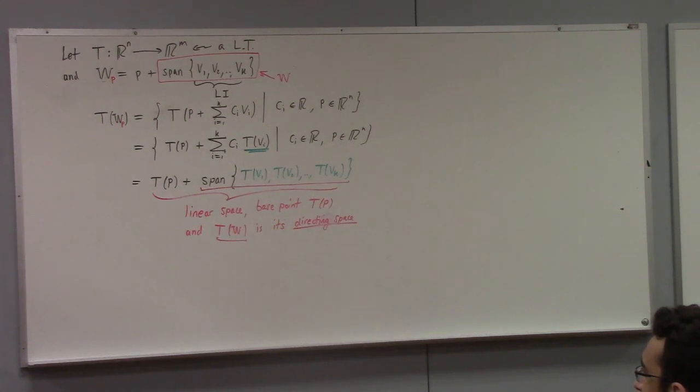So my question to you, all right, is what's the deal with this linear space now? Like, is it a k-dimensional space? What do you think?